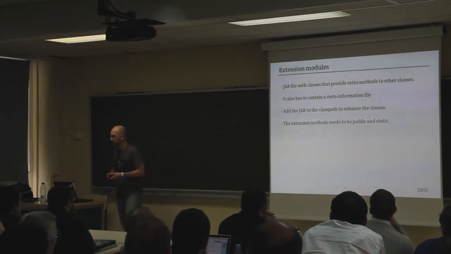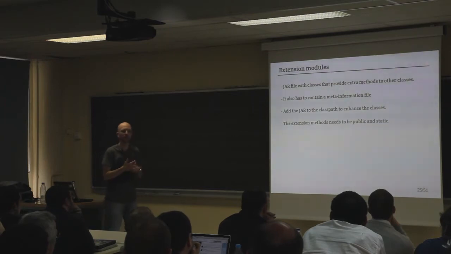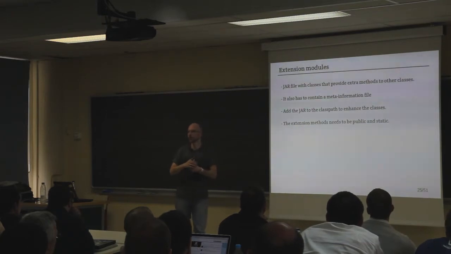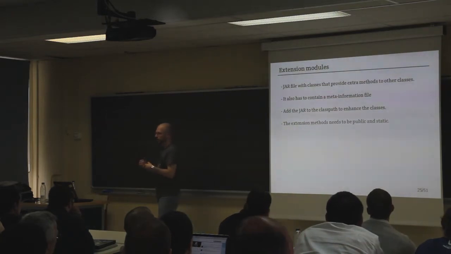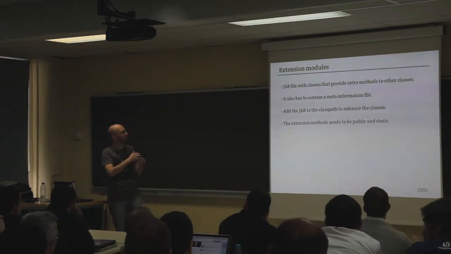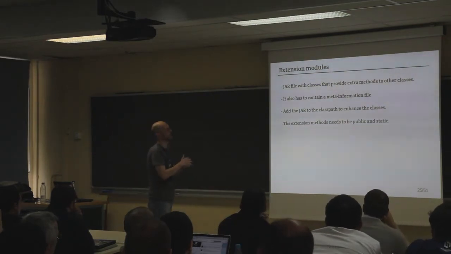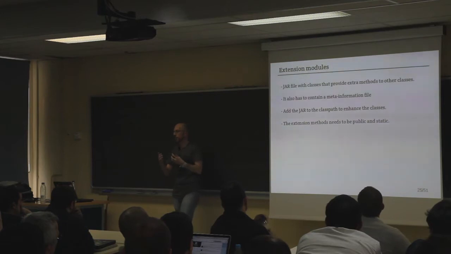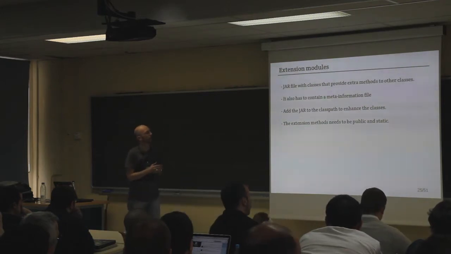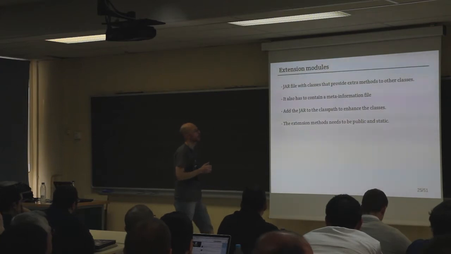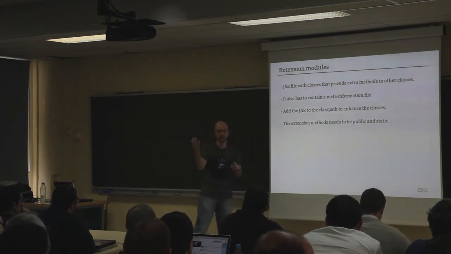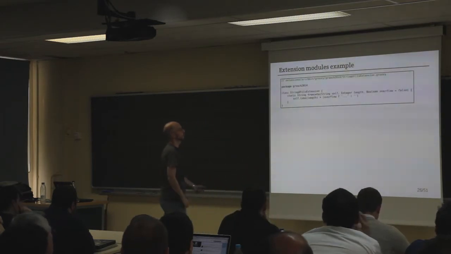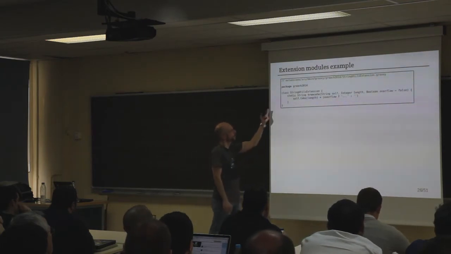Extension modules. They are another way to add new behavior to our classes. They are a jar file with some methods that are going to be added to the target classes. We have to pack these classes in a jar, and we have to create a meta information file with the list of classes that we want to use as a model. We only have to put this jar into the classpath to enhance the classes. And these classes need to be, again, public and static. So here I have, again, our string utils example.